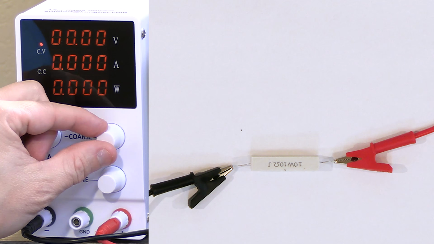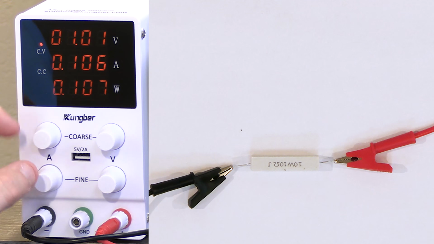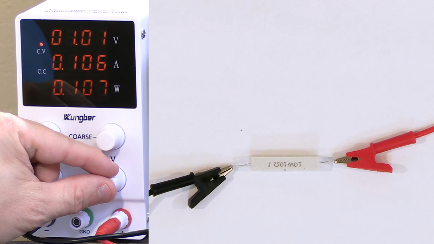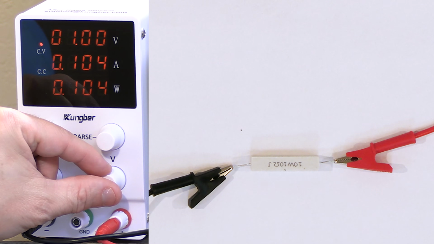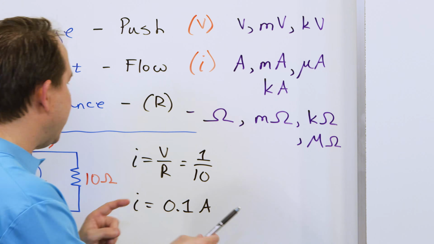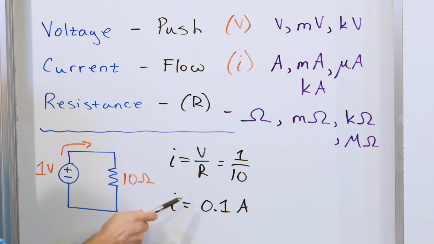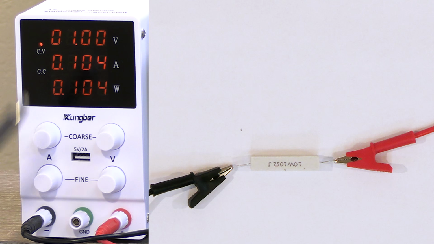Whoops, I'm turning the wrong knob. I will increase my voltage source, and I'm going to use the fine knob to get it as close as I can to 1 volt. Right now it's 1.01 volts. There's 1.00 volts. So we said when there was 1 volt across a 10 ohm resistor, we should get 0.1 amps. And notice that we have 0.104 amps.